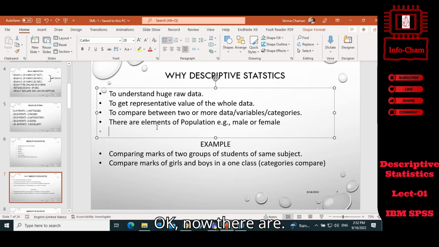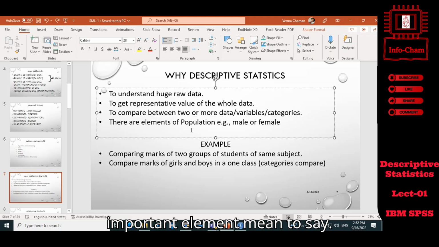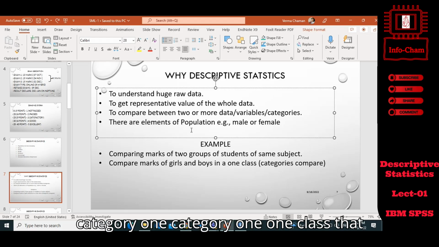Okay. Now there are elements of a population. In a population, an important term is elements. Element is most important. Element means something which can represent your population's characteristics. For example, in my population we have only two categories. One category, one class, is gender, and gender has two subclasses, male or female, in this example, right?